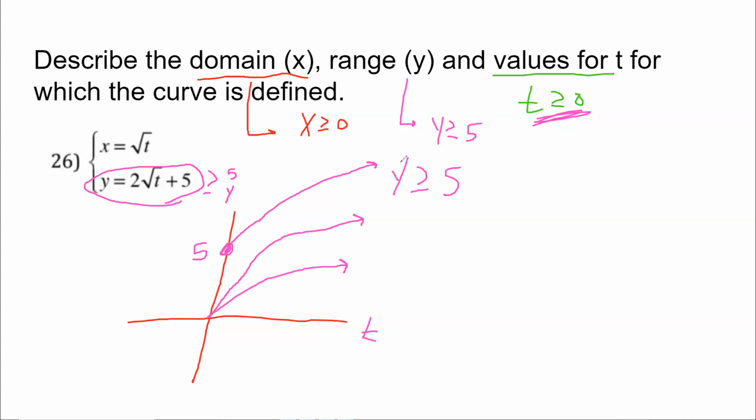All right, now you could check this with a calculator just by graphing it and looking at it. So we'll do that now, but you can also do all this without a calculator. All right, so the last thing that we'll do is just check all these three things, that the domain is x is greater than zero, that the range is y is greater than or equal to 5, and that t is greater than or equal to 0 with the calculator. All right, and then we'll call it a day.